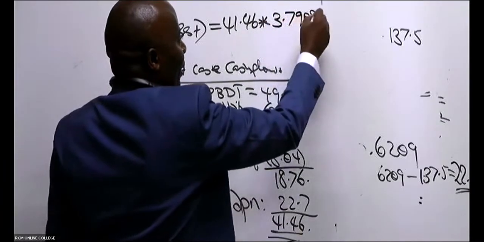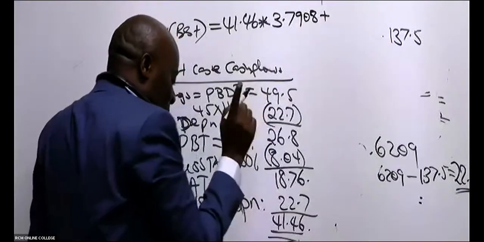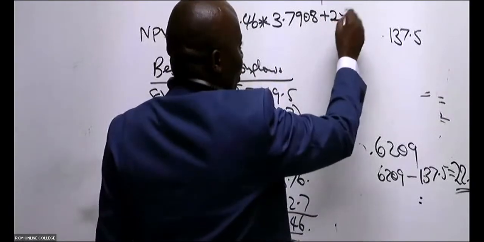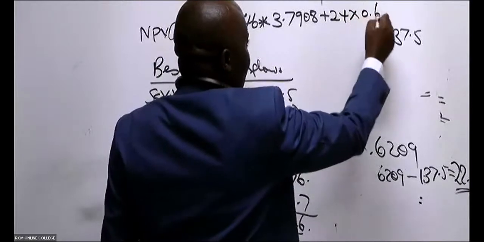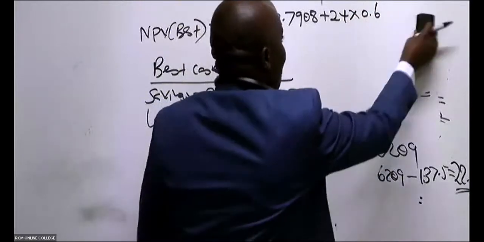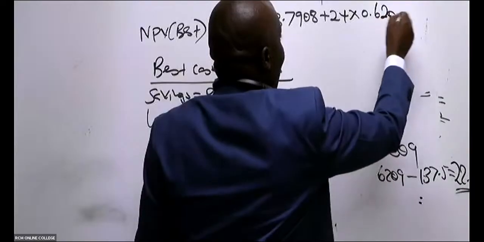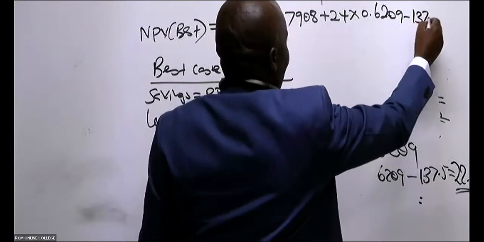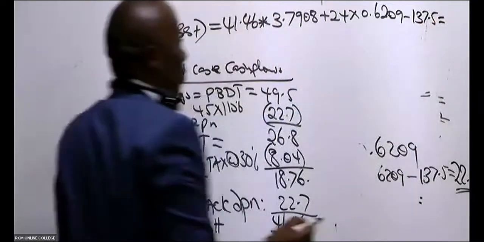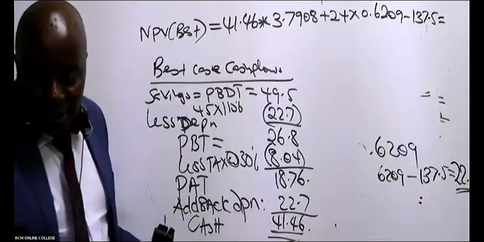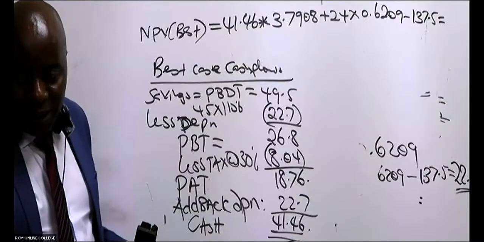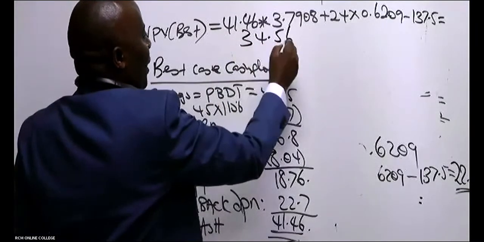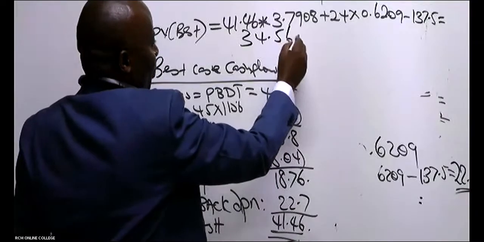79. Do you still remember that we have some terminal cash flow over how much? 24 times PV4 of 0.6, 209 minus the initial outlay, which will not fluctuate, 0.5, which then at the end of the day will give us what figure? 34.56. So this gives us 34.56 in this case here, which is positive, isn't it?